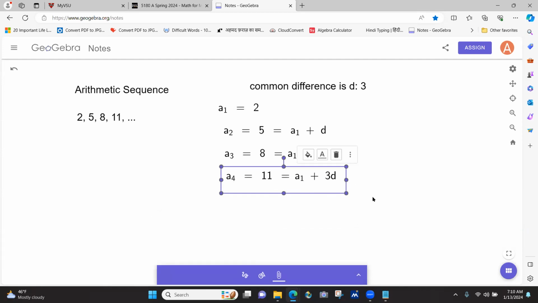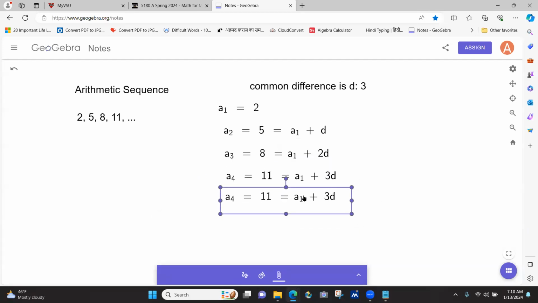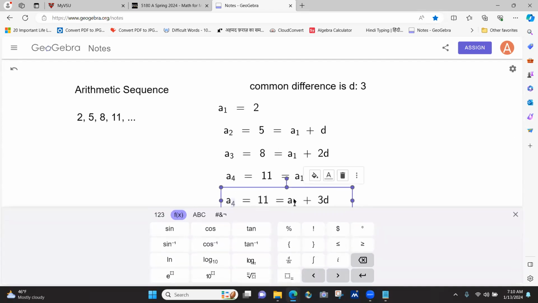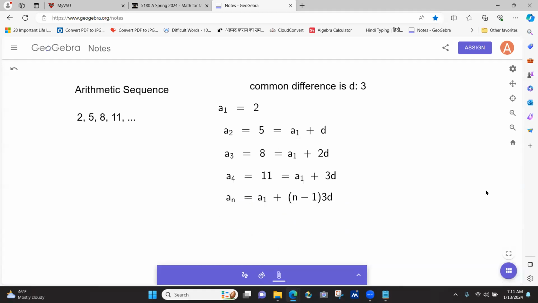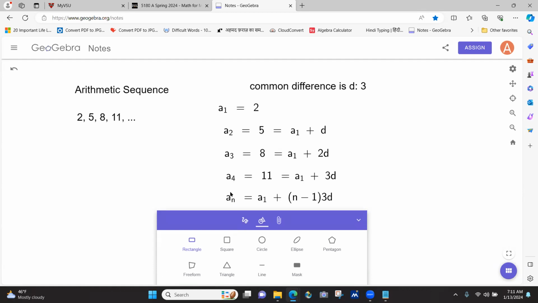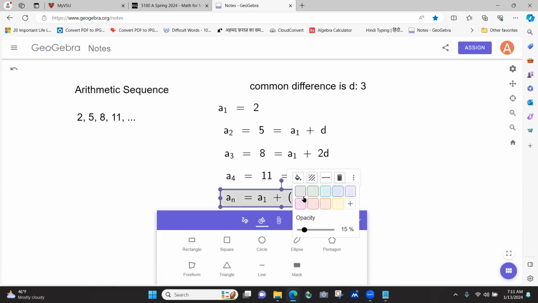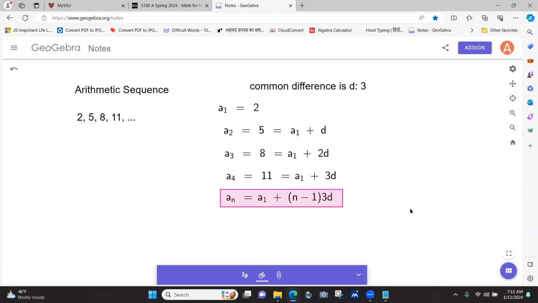We're going to say the nth term of an arithmetic sequence, and we're going to write it like this, A subscript n, and I don't know what it is, so I don't need to put 11 here, is going to be the first term plus n minus 1 times d. So this formula right here is very, very important. This formula allows you to find the nth term of any given arithmetic sequence.